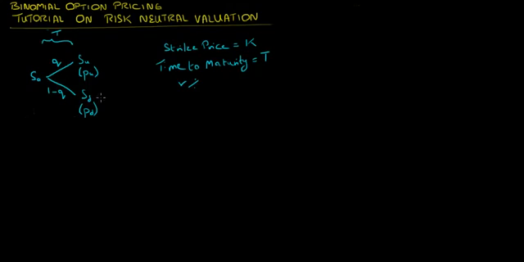Question is, what is the expected value of the stock price at time T, which corresponds to maturity of the option? So expected value of the terminal stock price ST equals the stock price in up state times the probability that the up state will occur plus the stock price in down state times the probability that down state will occur.